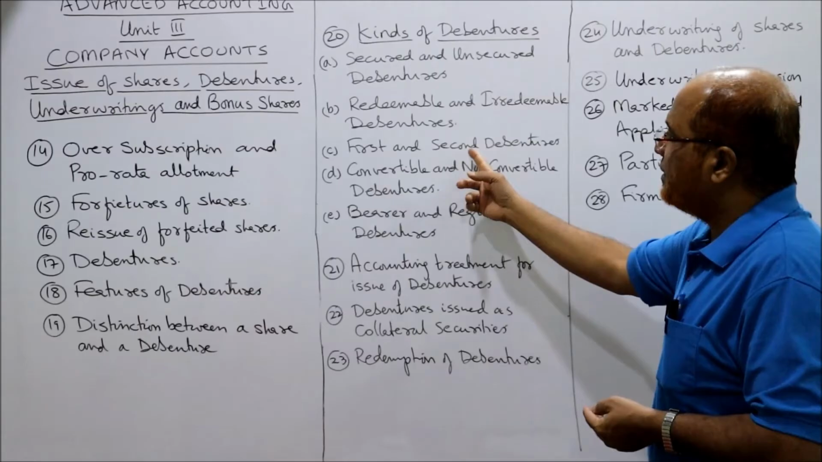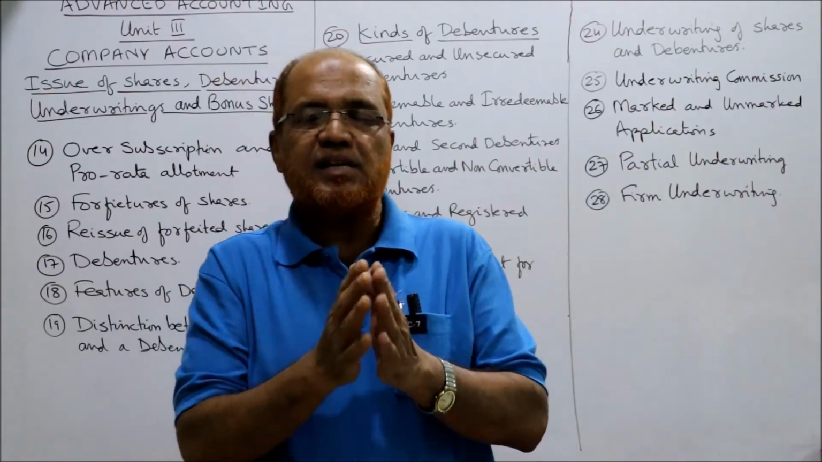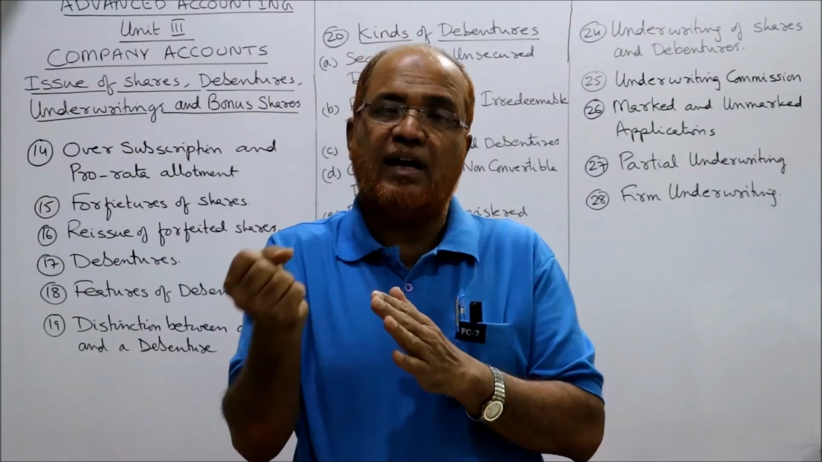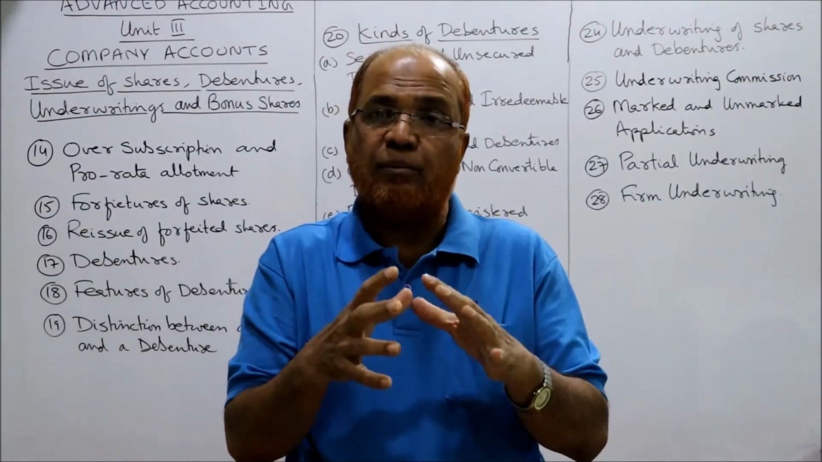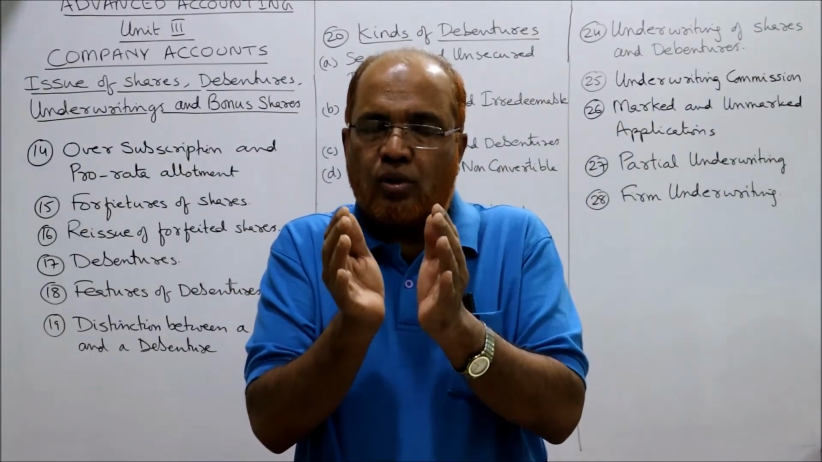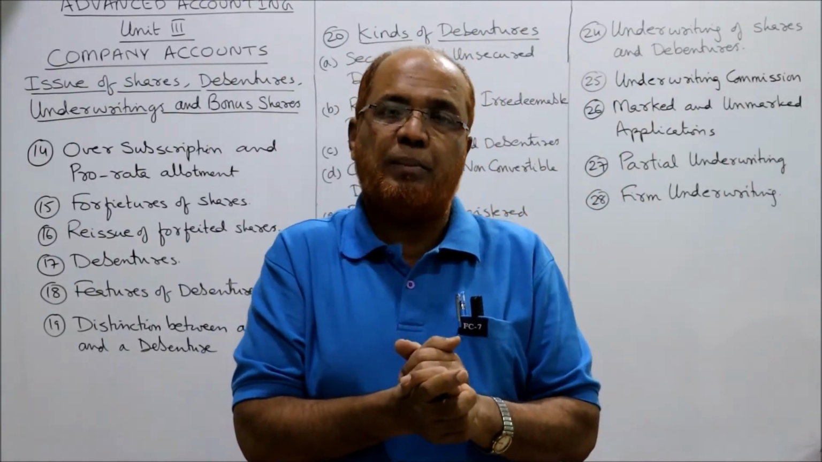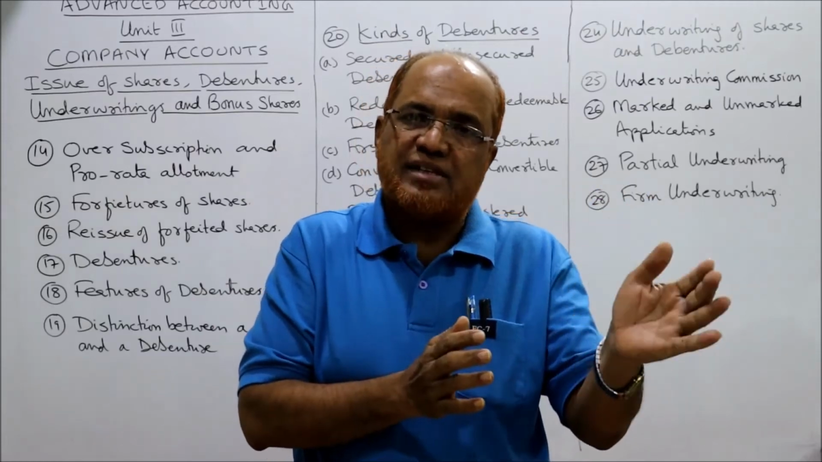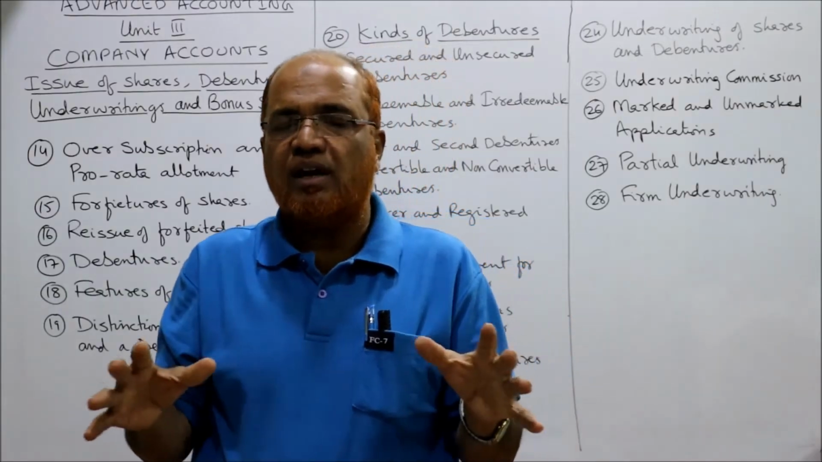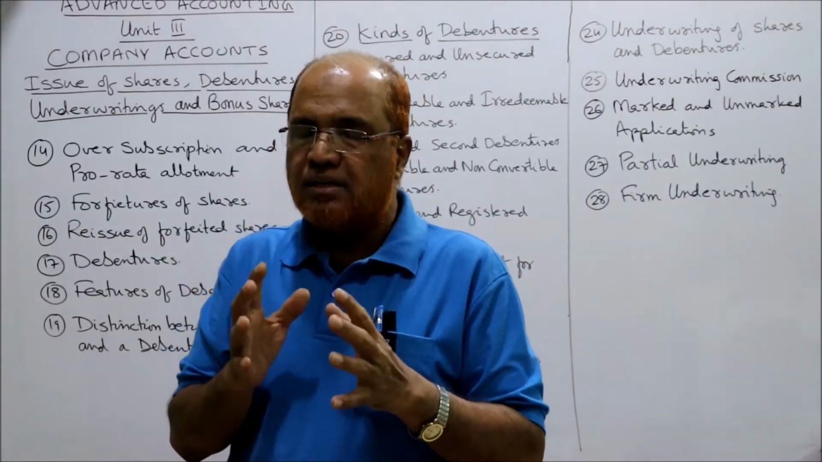Next comes first debenture and second debenture. Regarding the priority, the debentures can be classified into first debenture and second debenture. First debenture will have the priority of getting back their money at the time of liquidation. When the company goes into liquidation, first of all, the assets should be sold. From the sale proceeds of the assets, the first debenture holders' claim should be met. After meeting the claim of first debentures, only then can the claim of second debentures be paid. In this way, we can classify the debentures as first and second debentures based on the priority of repayment.